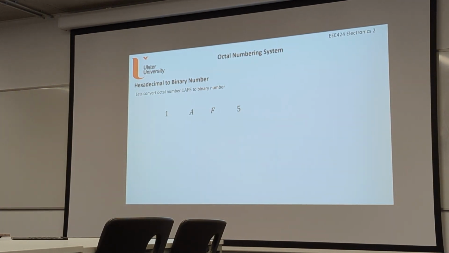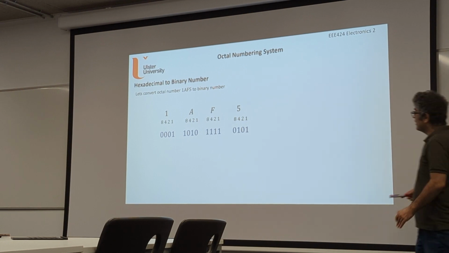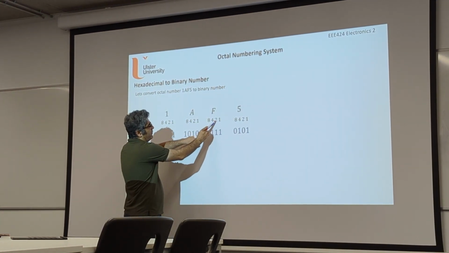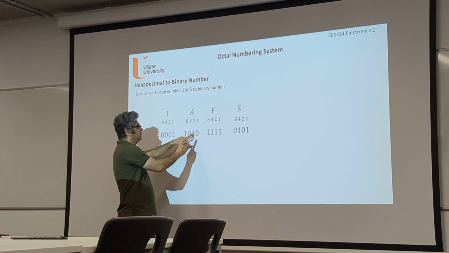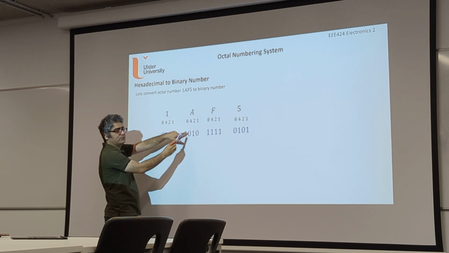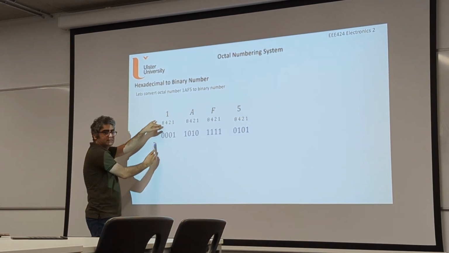Remember, I showed you. 5, based on 1, 2, 4, 8. 5 would be 1 plus 4. Then 1, 0, 1, 0. Then F. 1 plus 2 plus 4 plus 8. All of them 1. 8, 10. 2 plus 8. You see, 2 plus 8 is 0, 1, 0, 1.